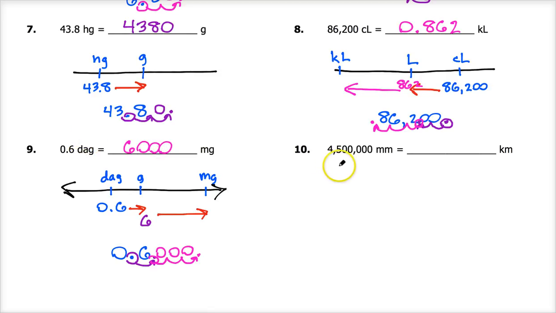Okay, the last problem is to go from 4,500,000 millimeters to kilometers. What I want you to do, 6th grade, is pause this video, try this one all on your own, and then we'll check the answer to this one in class tomorrow.